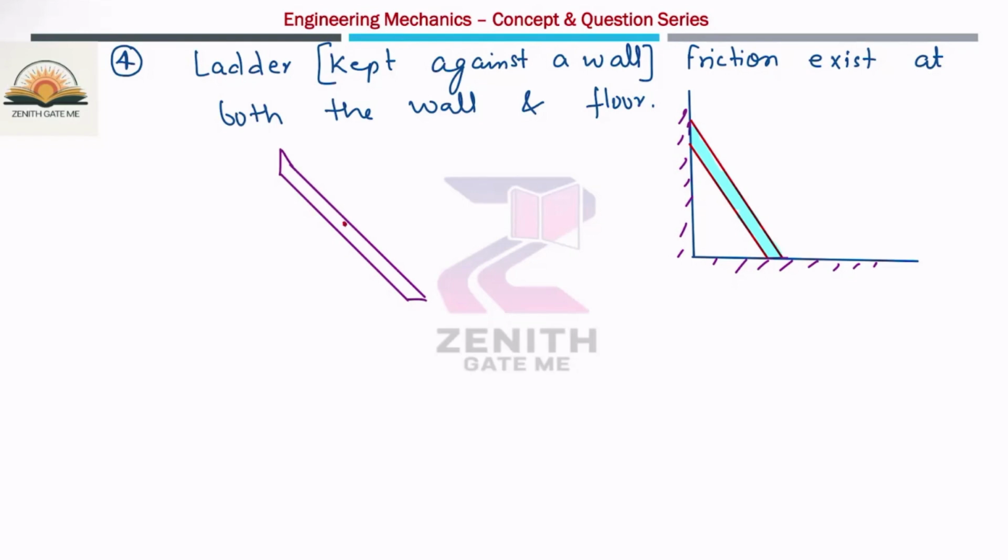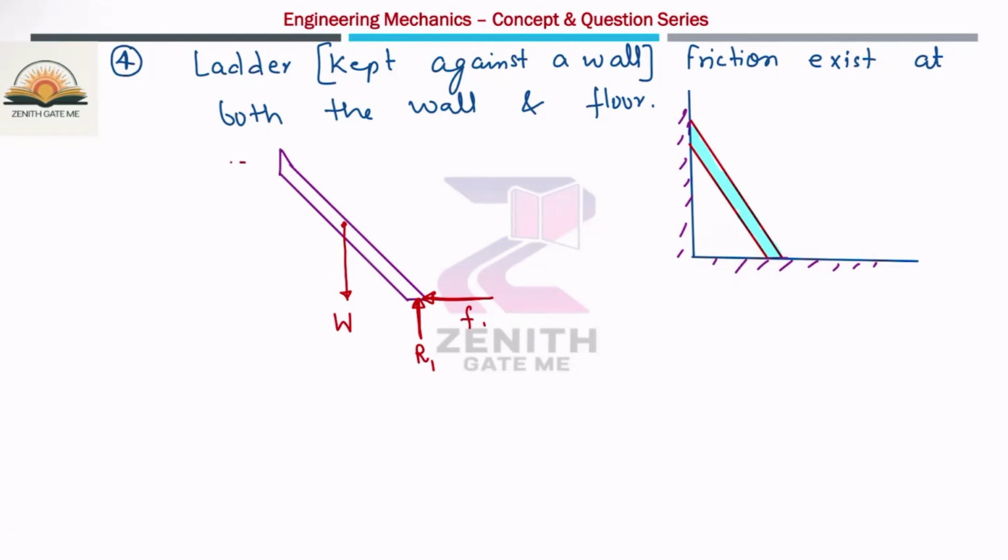Now, one force is nothing but the weight of this ladder, which is acting downward. There will be a contact force here. That means there is a contact, so there will be a reaction. That reaction is R1. If you see, this ladder has a tendency to move in this direction, so the friction force will act in the opposite direction. So the friction force is in this direction. Let us suppose this is F1.